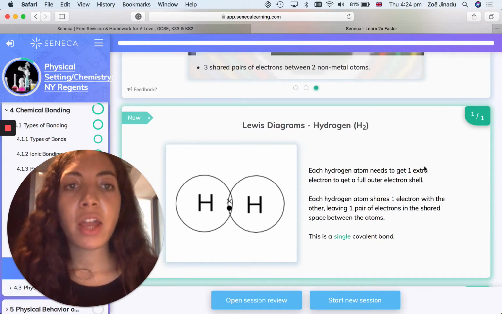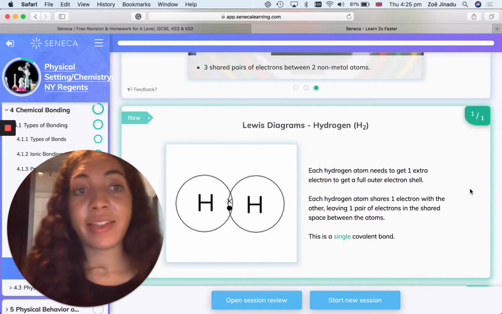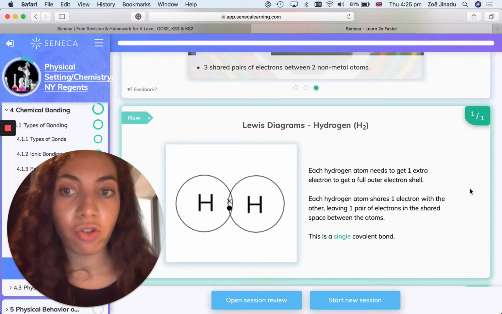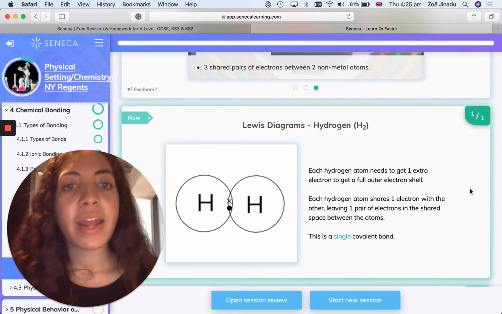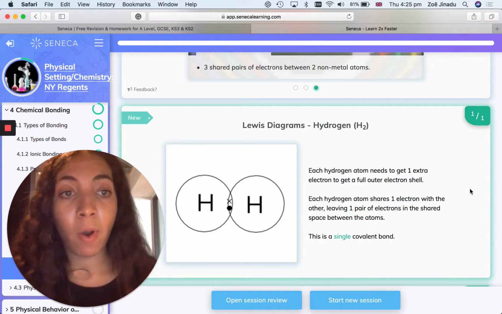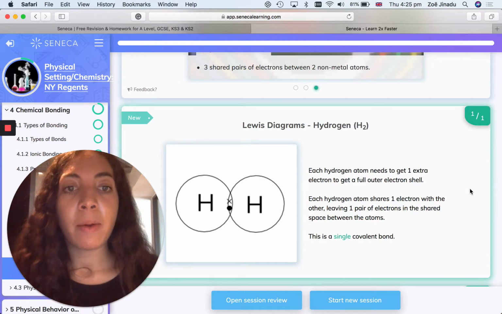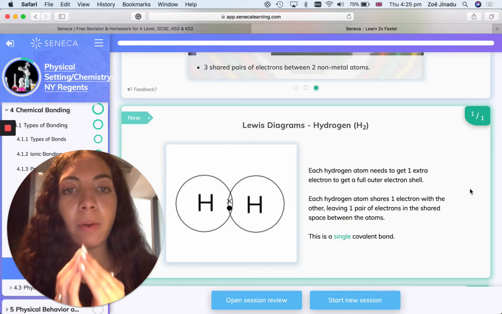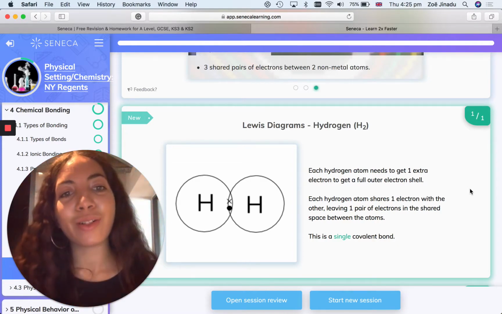Each hydrogen atom needs 1 extra electron to get a full outer electron shell, right? So, each hydrogen atom shares 1 electron with the other, leaving 1 pair of electrons in the shared space between the atoms. This is a single covalent bond.